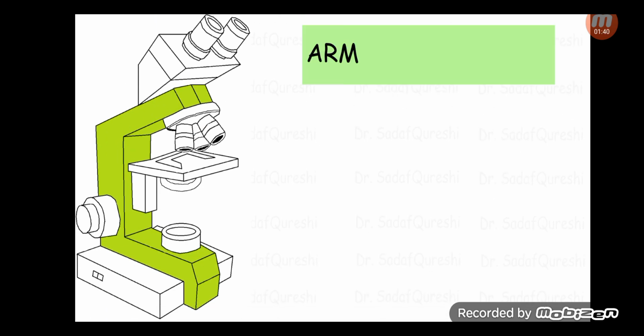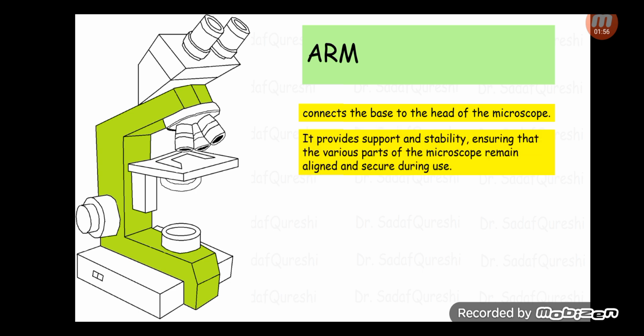The next part of the compound microscope is the arm. The green highlighted part in the diagram is the arm of the compound microscope. It connects the base to the head of the microscope. As you can see in the diagram, it is connecting the head to the base. It provides support and stability, ensuring that various parts of the microscope remain aligned and secure during use.